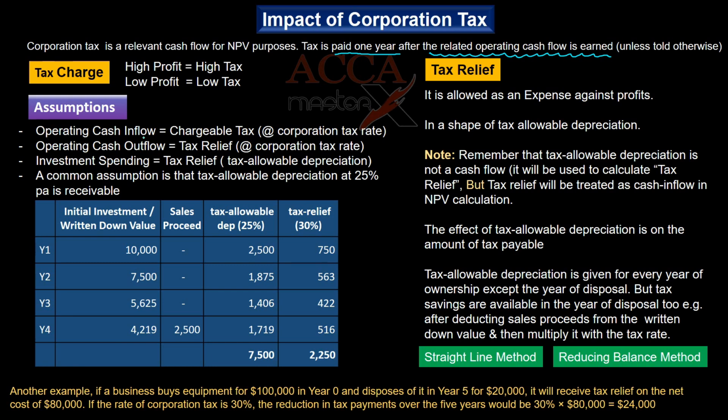And here we have some assumptions. Operating cash inflows are chargeable to tax at the corporation tax rate, for example let's say 30%, as in this case. That means if there is an inflow of cash, then we have to pay tax on it. That will be tax chargeable. While if we are expensing out something or if there is some cash outflow, then there should be tax relief. Fine. And your initial investment will also attract tax relief in the shape of tax allowable depreciation. And another important point, a common assumption is that tax allowable depreciation will always be 25% unless told otherwise.